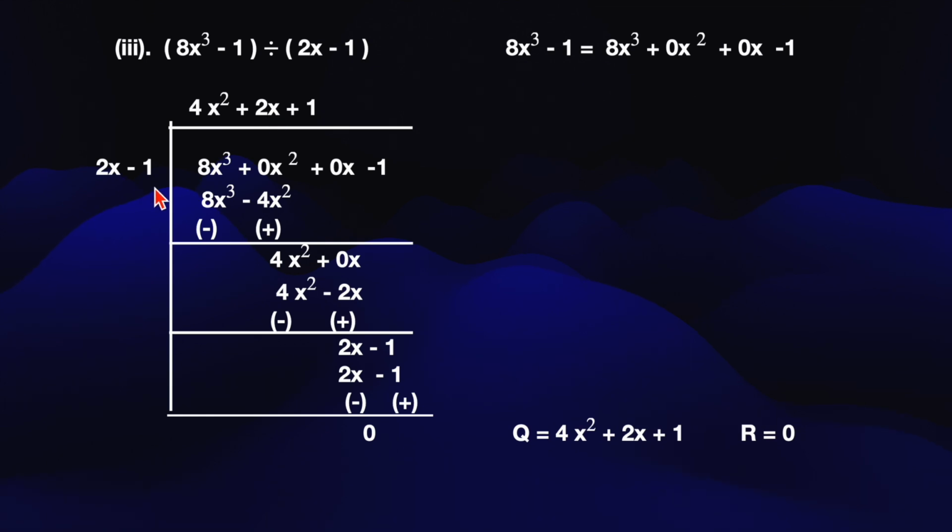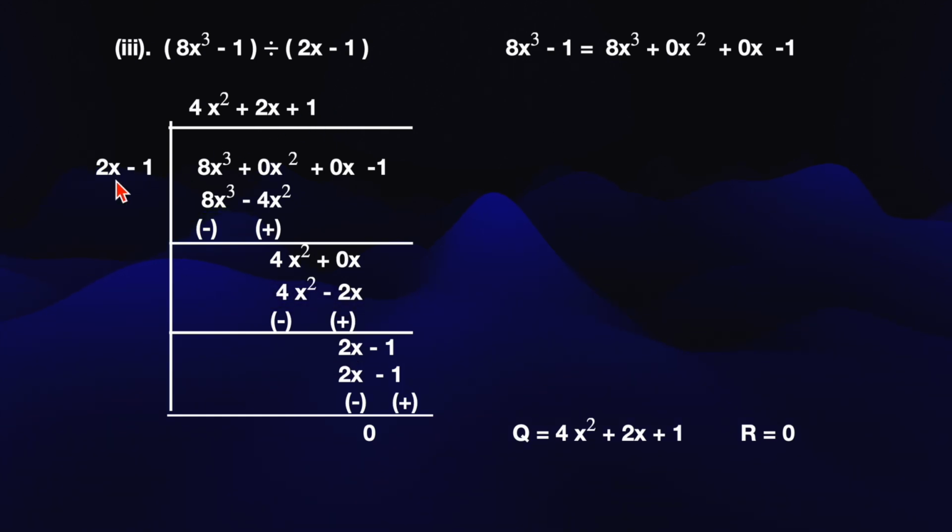Multiply 2x with the divisor, you get 4x square minus 2x. Again, we are going to change the sign here. This will become negative, negative will become positive. When we add this, we get 0. 0 plus 2x is 2x. Bring down the next term, minus 1. Okay, 2x upon 2x is 1. So write down 1 here.